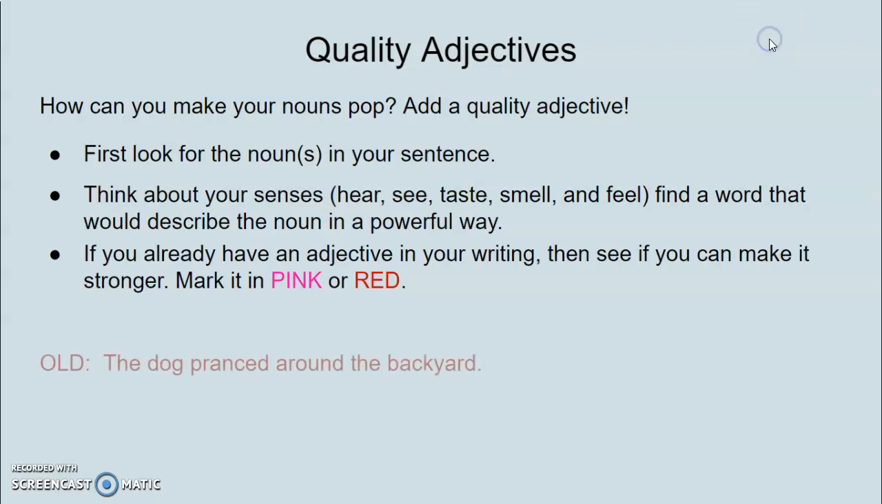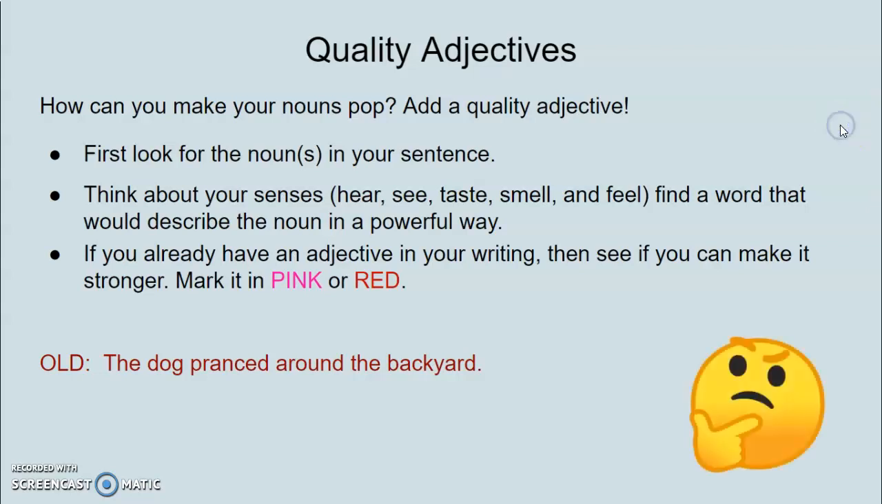So let's take a look at an example. I'm going to use my same sentence. The dog pranced around the backyard. Notice I kept my strong verb in there, but I want to find an adjective to make it more exciting. So I'm looking at my nouns. I have two of them in this sentence. I have dog and I have backyard. So I don't have to do this for every noun, because doing it for every noun makes your sentences very wordy. So I'm going to pick one of them.